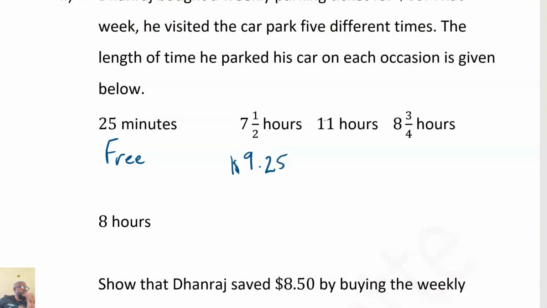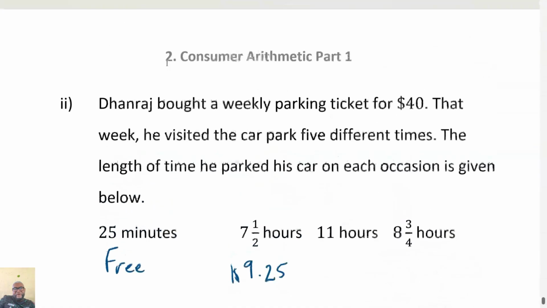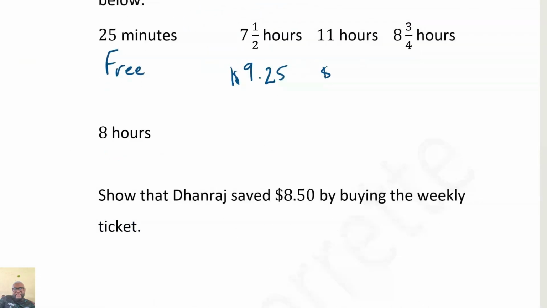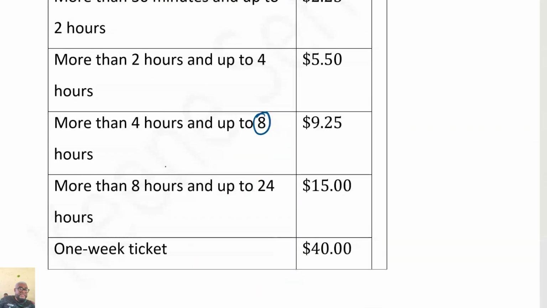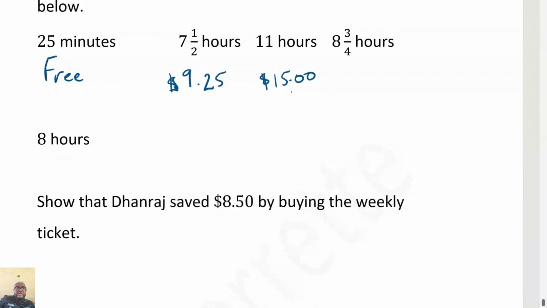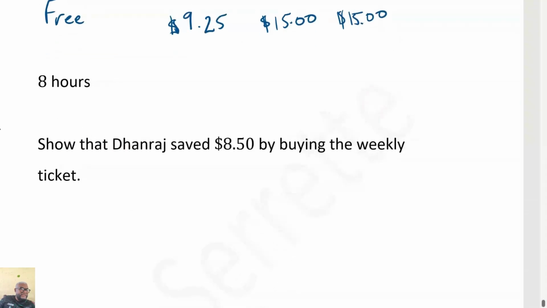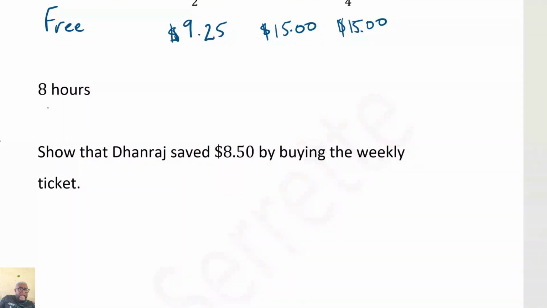Right. 11 hours will be what? The next one will be more than 8 hours, but less than 24. So let me go up. $15. So this is 15. 8.25 and 3/4 will be what? I think it's the same 15 because this is more than 8. Same 15. And 8 hours exact will be what? $9.25 because it's up to 8 hours, right?